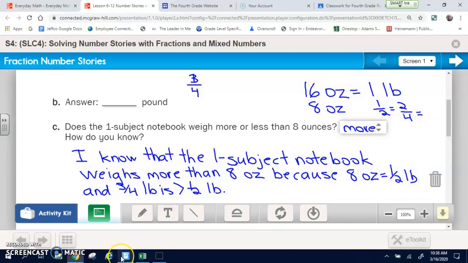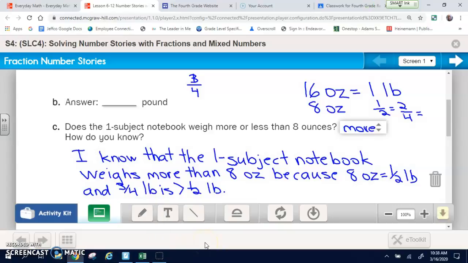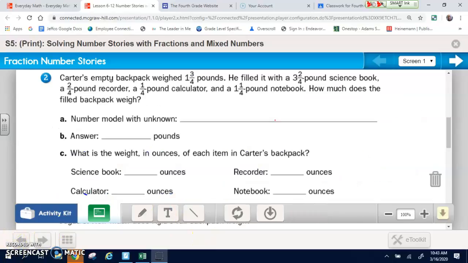So be sure to fill in your explanation for that one, and then we will take a look at problem number 2. Number 2, Carter's empty backpack weighed 1 3/4 pounds. He filled it with a 3 2/4 pound science book, a 2/4 pound recorder, a 1/4 pound calculator, and a 1 1/4 pound notebook. How much does the filled backpack weigh?